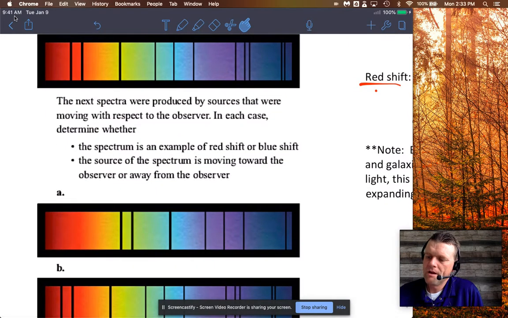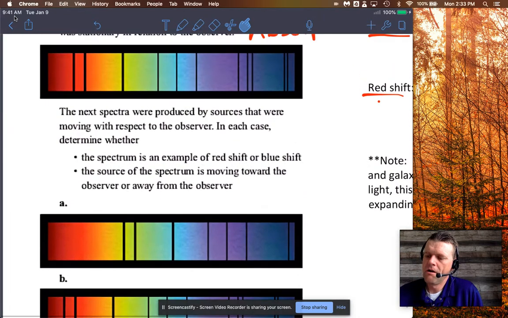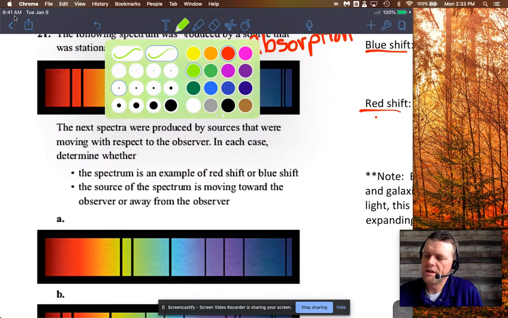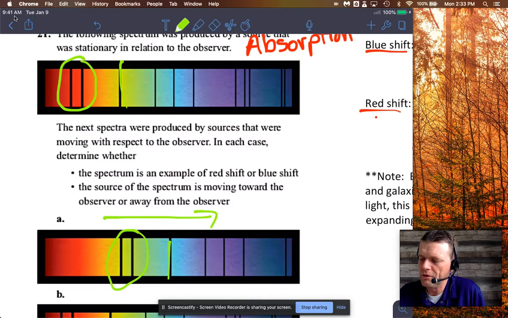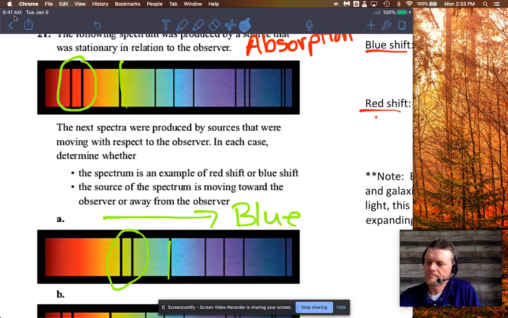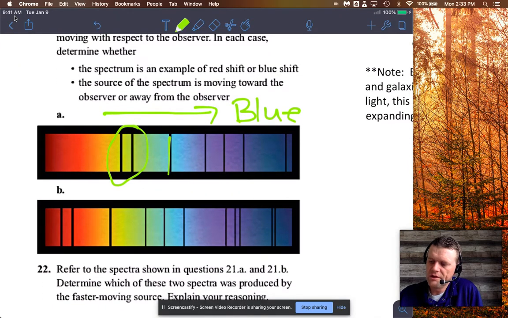So the next spectra were taken where the sources were moving with respect to the observer. So we have A and B. Now, what I want you to see here is that the pattern is the same. See, we have two that are close together here, and then two that are close together here, one and one, and so the pattern, the spacing of the dark lines, is the same, but this one has shifted towards blue. Okay, so this one shifted towards blue, and this one has shifted towards red.